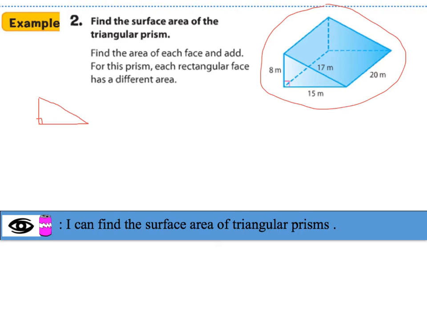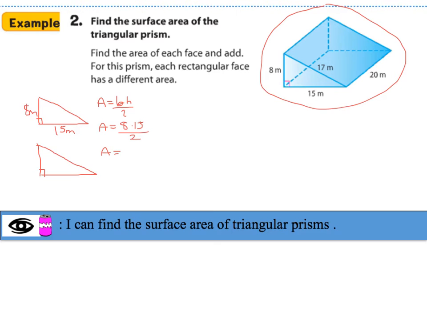And I'm going to draw the same exact one, because if the bottom is a triangle, then the top would be the same exact triangle. I know that the side would be 8 meters, and I know that the base would be 15 meters. So let's go ahead and find the area of the triangle. Area is equal to base times height divided by 2. Area is equal to 8 times 15 divided by 2.